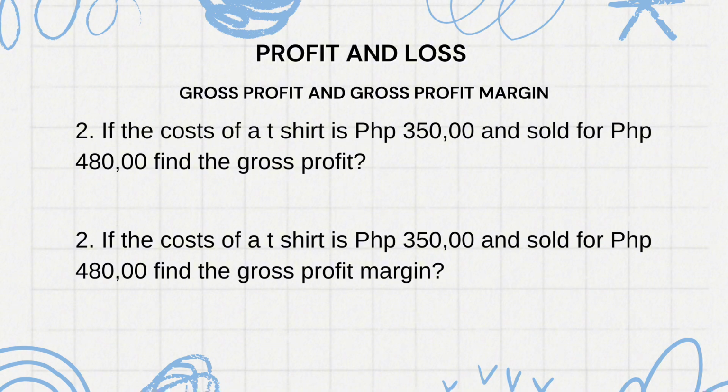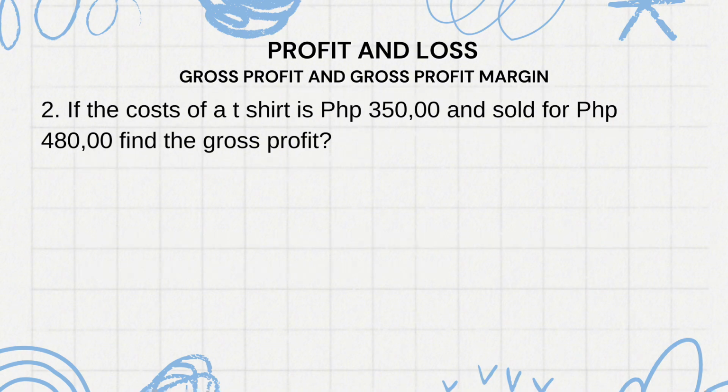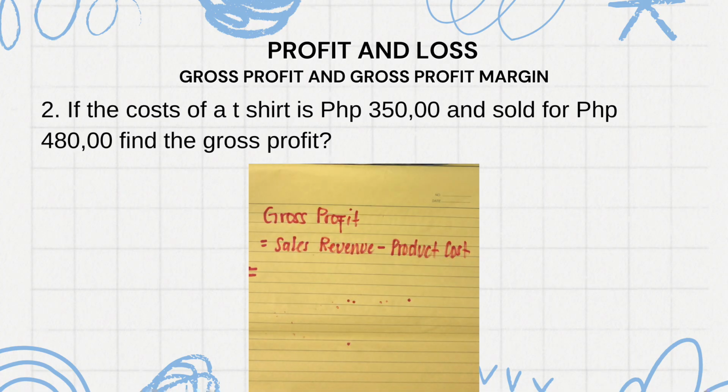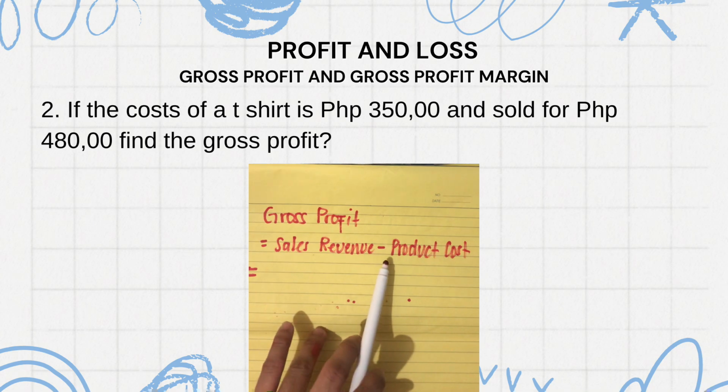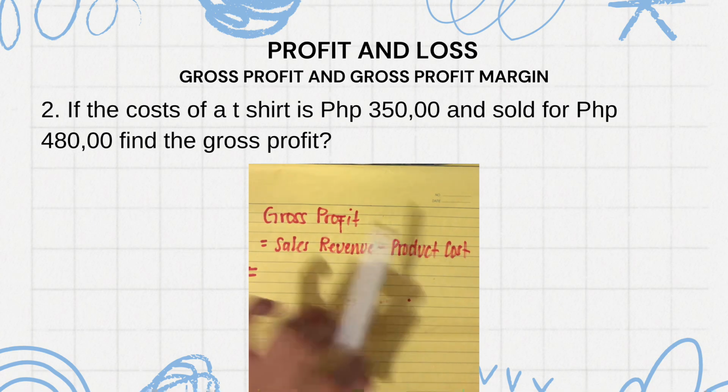So now, next we proceed to problem 2. Let's find first the gross profit. If the cost of a t-shirt is $350 and sold for $480, find the gross profit. So our formula, again, is sales revenue minus product cost.